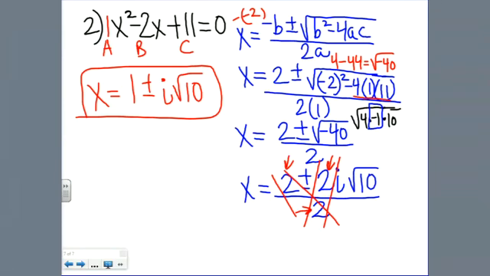Any questions on using the quadratic formula? Let's look at another quadratic equation.